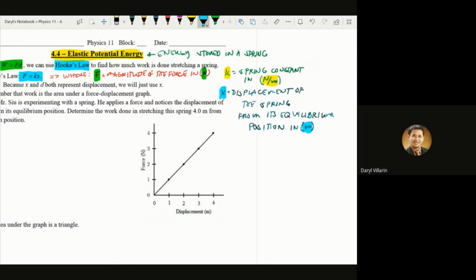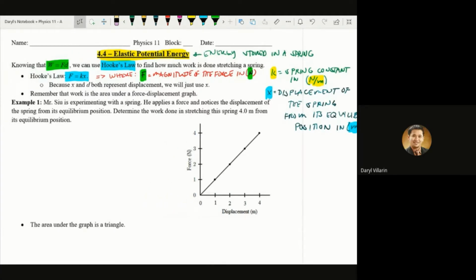And lastly, for the displacement, we use the unit meter. It's the displacement from its equilibrium position. When we say equilibrium position, that means you're not doing anything with the spring. But when you press it downward, whatever distance it is pressed down would be the value of x. The same goes for stretching it out: that would also be the displacement.